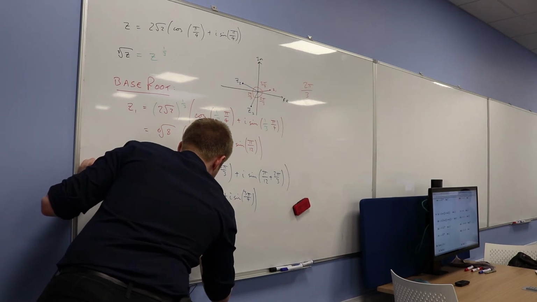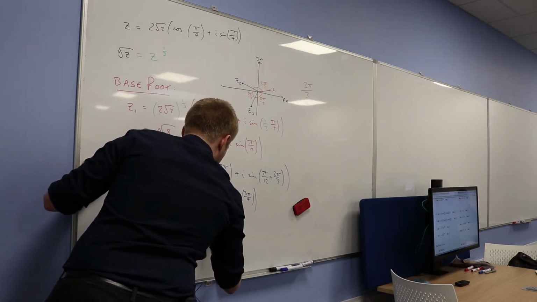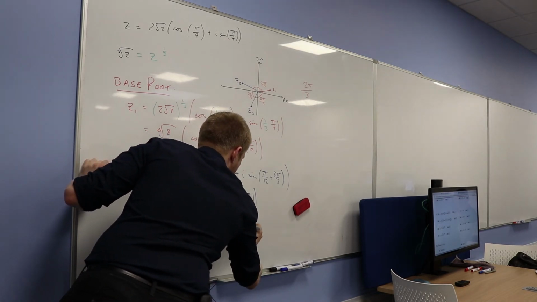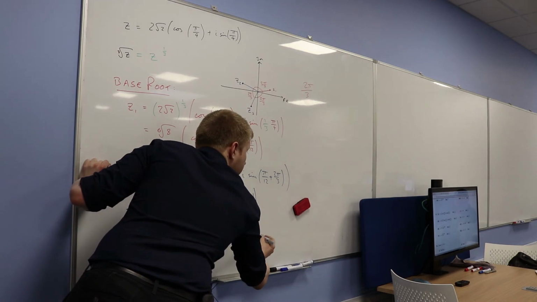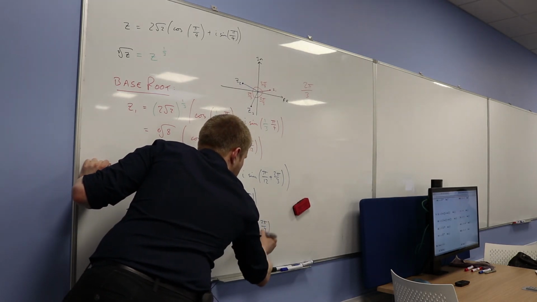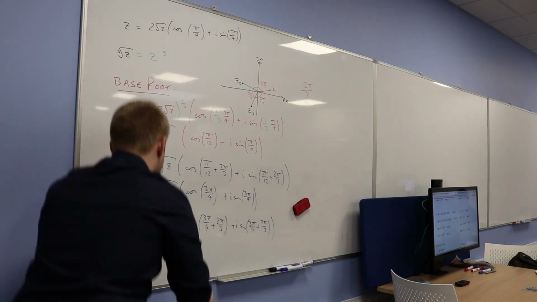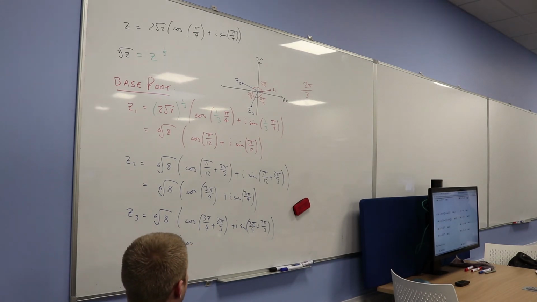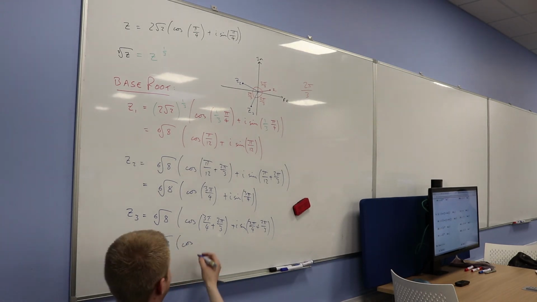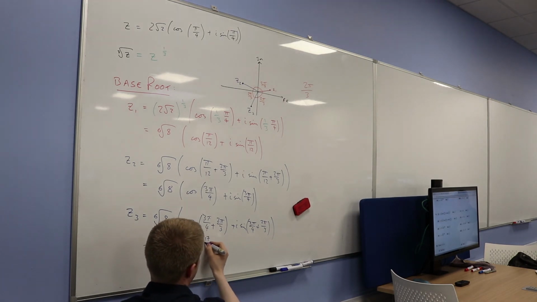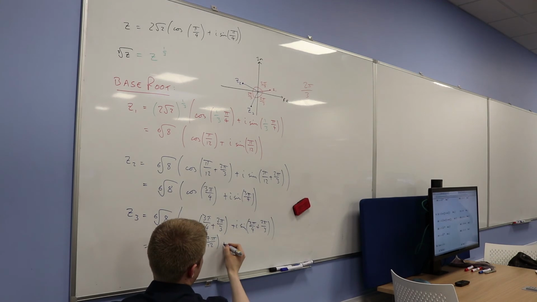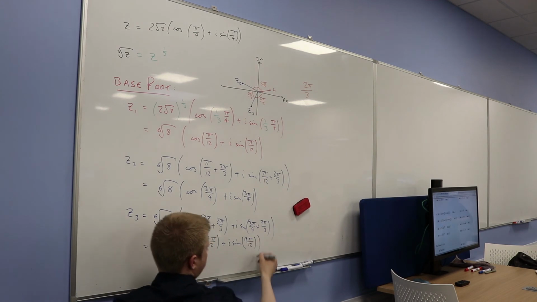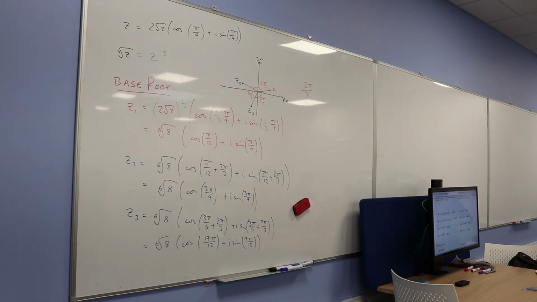So cos of 3 pi by 4 plus another 2 pi by 3 plus i sine of 3 pi by 4 plus another 2 pi by 3. And then you can go through and tidy this up. So we have the 6th root of 8 times by the cosine of, what do we get? 17 pi by 12. Okay, 17 pi by 12 plus i sine of 17 pi by 12. Okay, so those are my 3 roots.